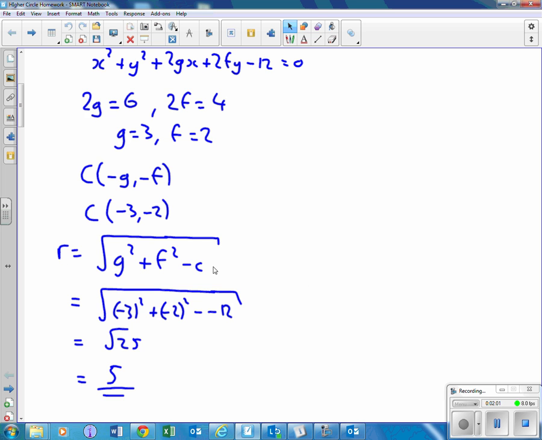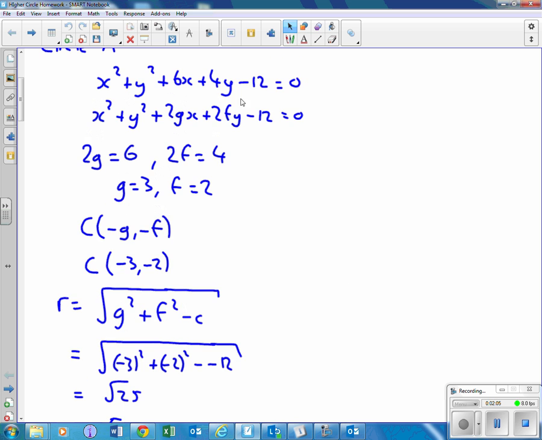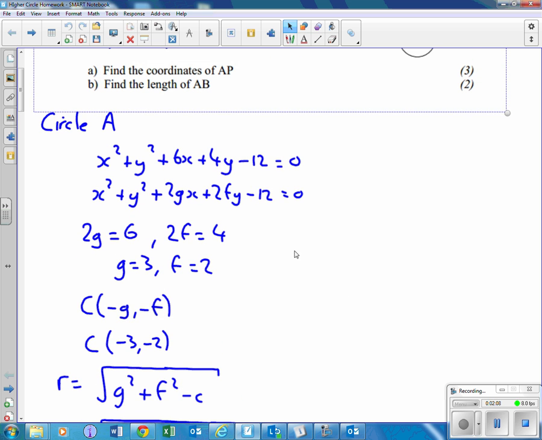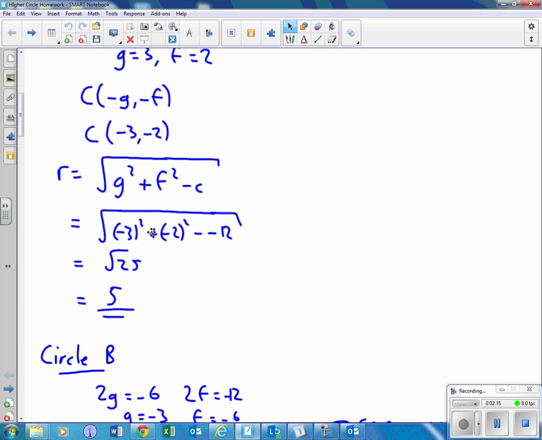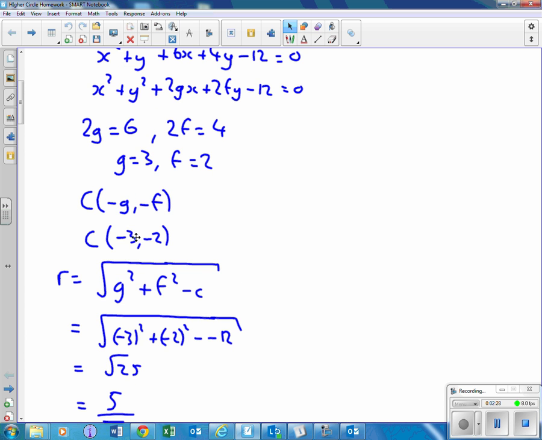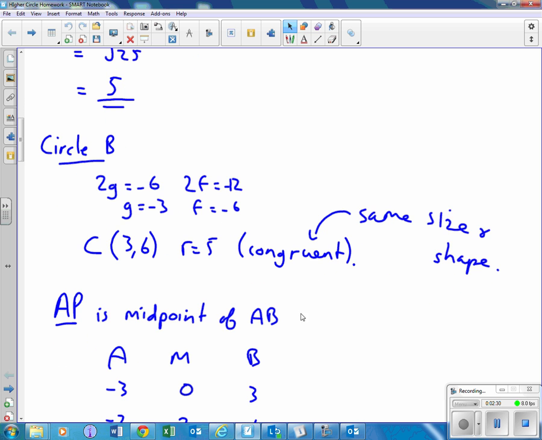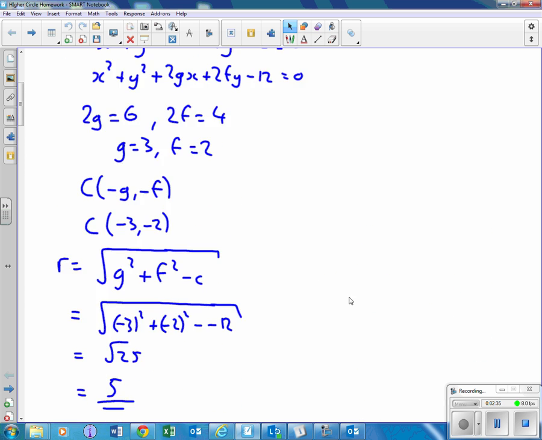And we can also calculate the radius. That's the square root of g squared plus f squared minus c. We know g and f from above. c is negative 12. I should say minus c there, but c is negative 12, matching them up. So we've basically got negative 3 squared plus negative 2 squared, subtract negative 12, which comes out as root 25, which is 5. So the radius is 5, and the centre is negative 3, negative 2. Circle B, I know the radius is 5 because it's congruent, it's the same size and shape as circle A.